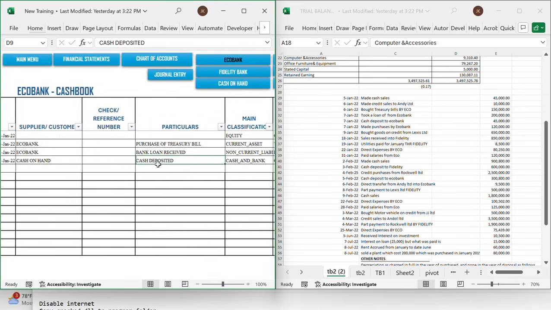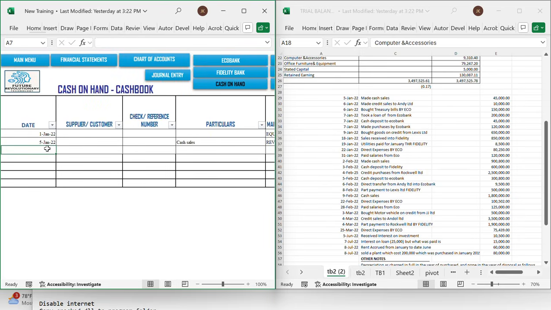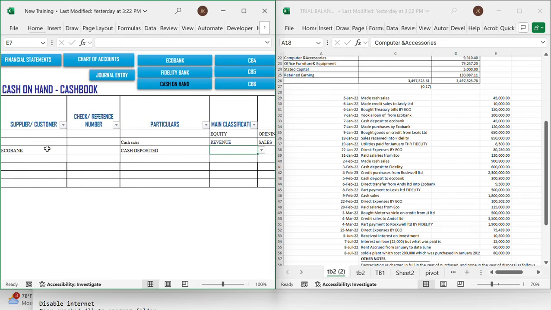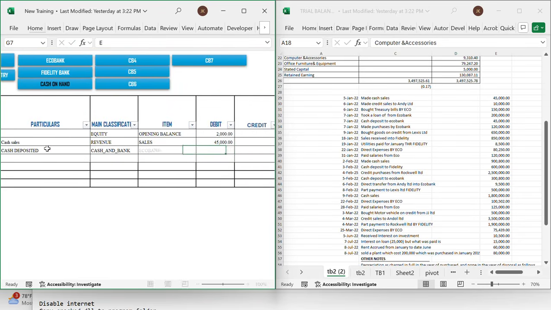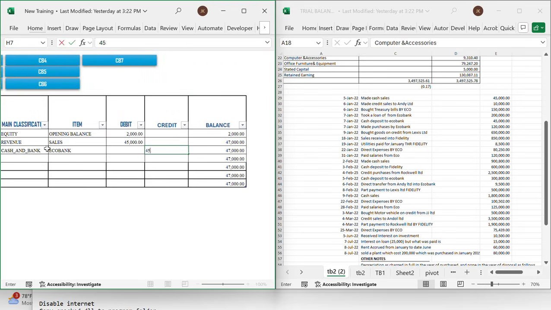Okay, so we go back to our cash on hand. If you don't comply with the double entry principle, you are not going to get a balanced sheet, your trial balance, and then your balance sheet is going to be thrown off, right? So the same date is 7th January 2022. Here EcoBank, right? Then cash deposited, so cash and bank, EcoBank, and here it is going to be debit, so 45,000. All right.